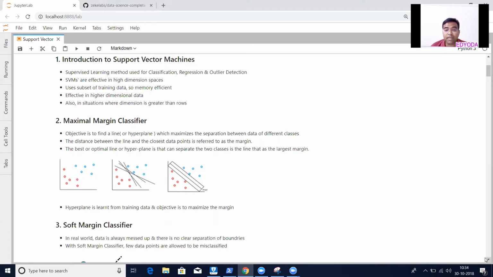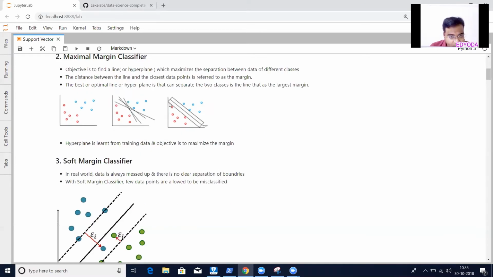With this, let's understand the maximal margin classifier, which is the building block of support vector machine. This is the foundation on which support vector machine is based. Let's understand with an example. We have these red points and these blue points. What we want to do is draw a line, in this case, which separates this data. There are a lot of possibilities. As you can see in the second diagram, we have this line, and many more. So which one to choose?